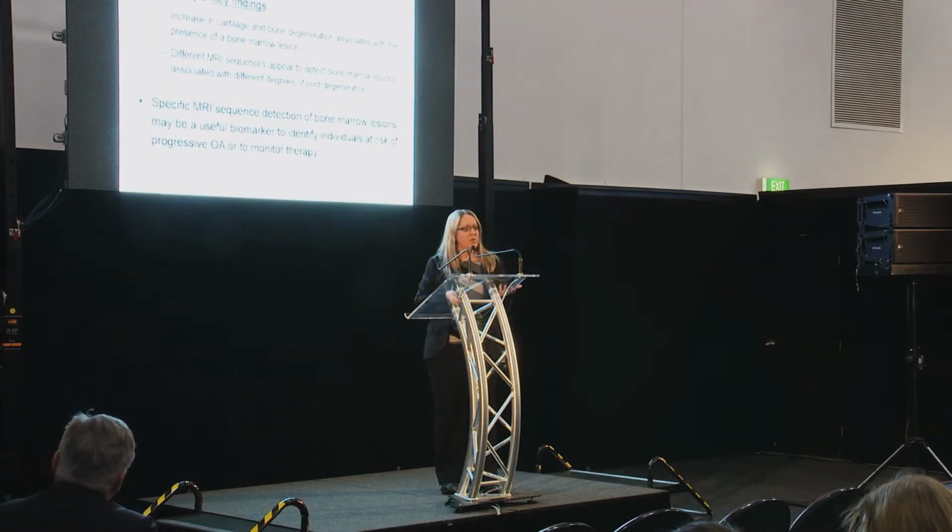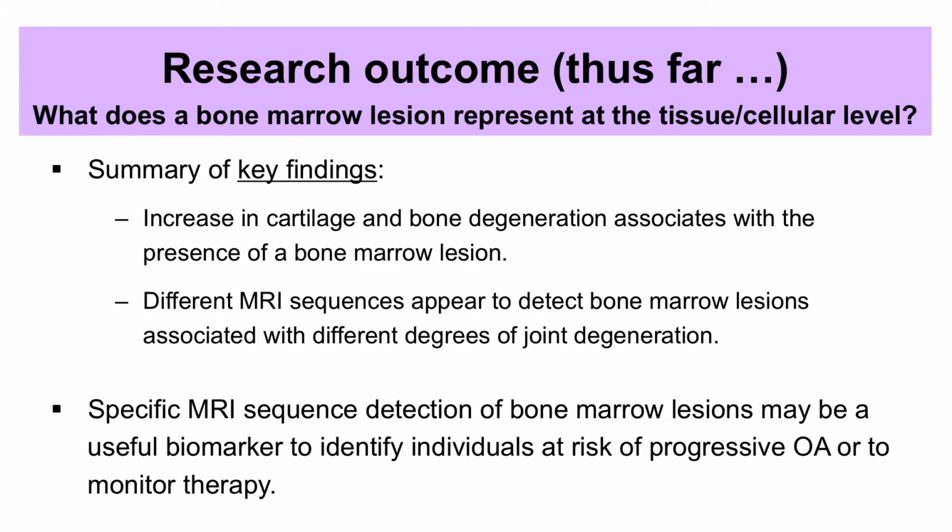So because this is a study in progress, I just put up one slide here just to summarise our key findings so far. And what we're finding is that if there's an increase in cartilage degeneration and changes in the bone, this is linked to the presence of one of these lesions. And they're actually picking up 2 different types of bone marrow lesions, and we think it might be an early and a later bone marrow lesion type in terms of early and late changes in osteoarthritis. And finally, the specific MRI sequence detection of these lesions might be able to be used as a biomarker to actually identify individuals at risk of progressive osteoarthritis and also perhaps to monitor therapy.